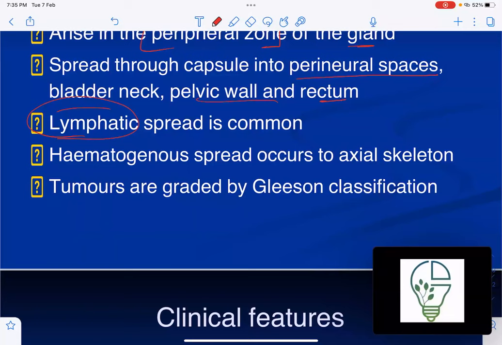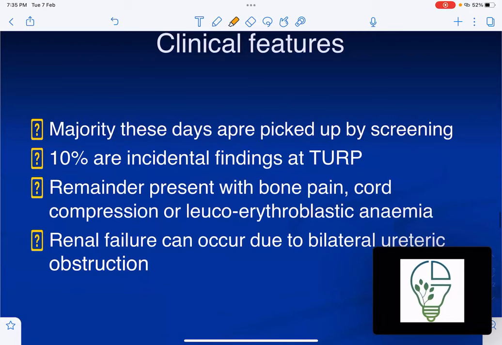It's graded by the Gleason classification. Just remember the name in case they ask you as an SAQ, because these are the type of short answers that they can ask. Remember, it's the Gleason classification. The majority of them nowadays are picked up by screening, because we do screen using PSA. It's very simple. We just test the serum, so it's a very simple form of screening.